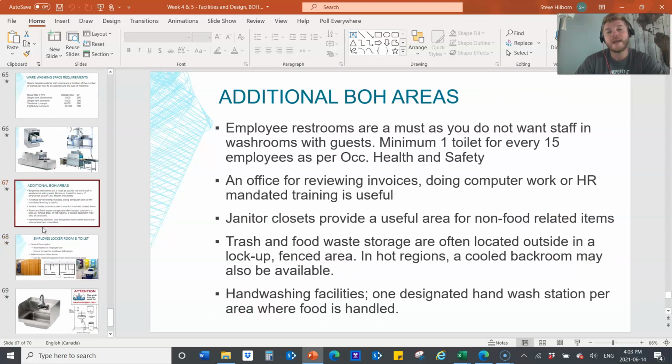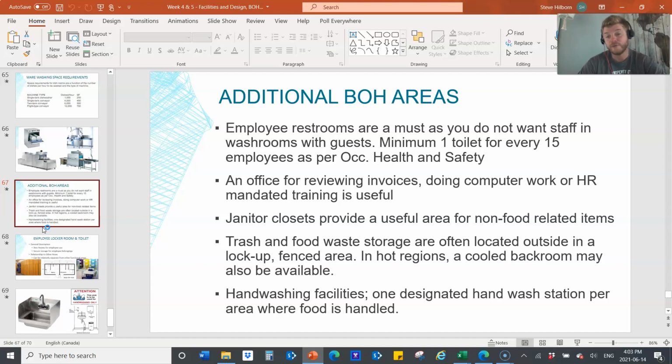And then there's a couple other areas that we also want to talk about. You do need an office, and this is for your particular work as a manager. So you're doing all your invoices and computer work and schedules and whatever you might need. Employee restrooms are a must. You need one toilet for every 15 employees. Really, just put a male and a female in there. Call them unisex, whatever. It doesn't really matter. But put two in there, two separate areas for changing. You'll just be happy you did.